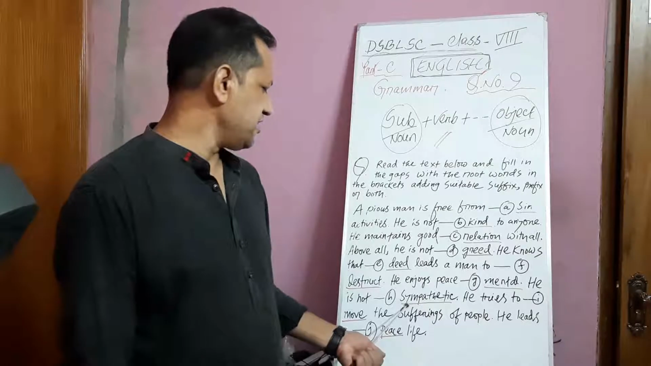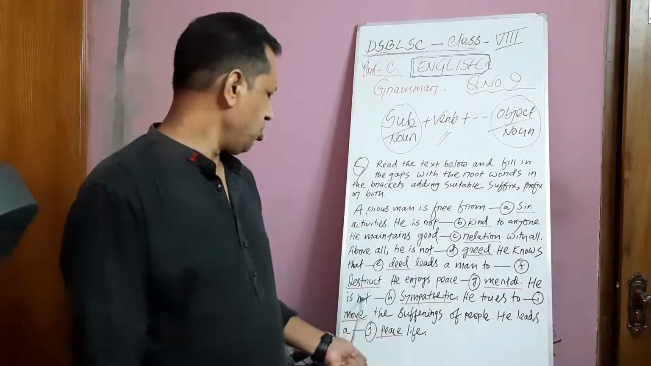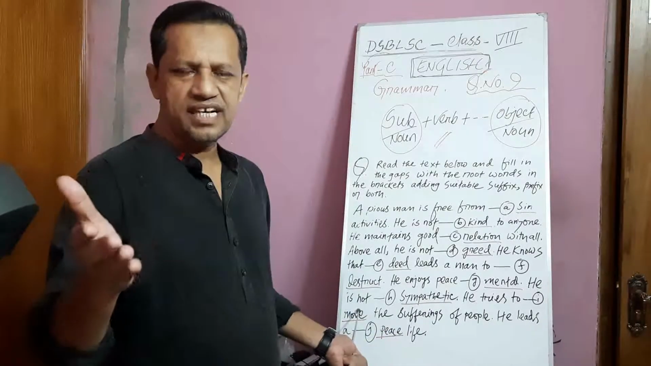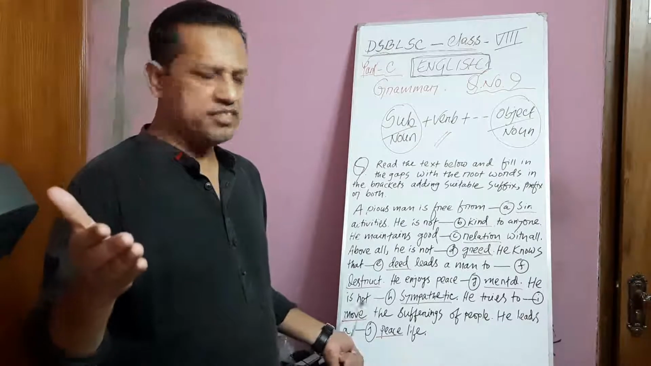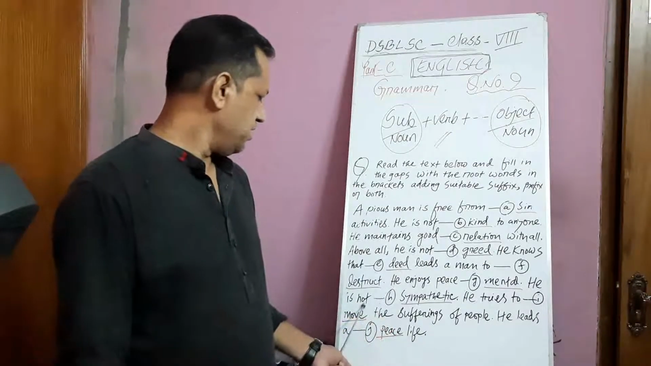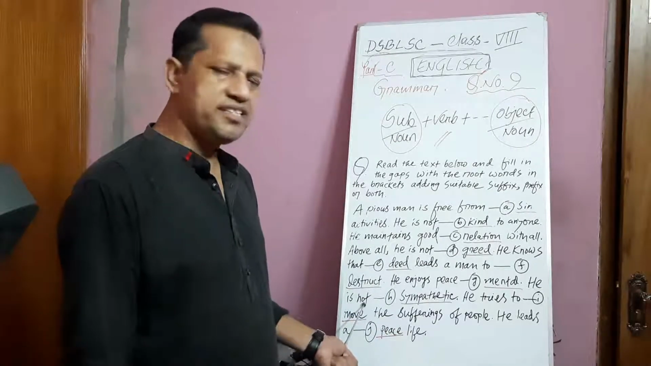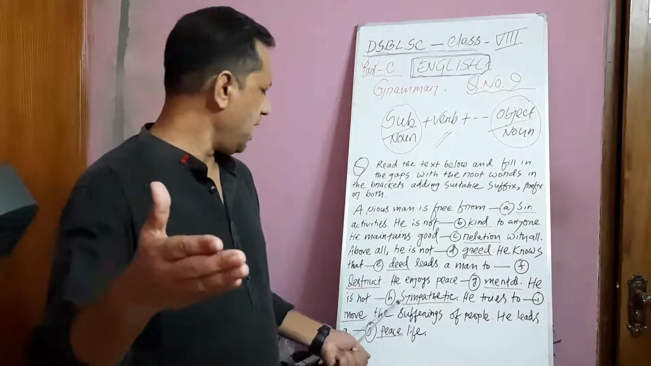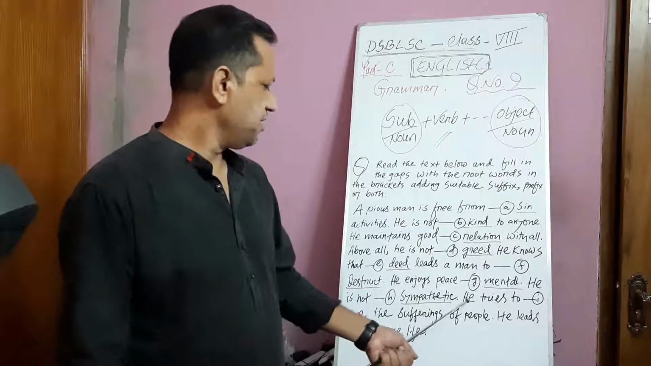He is not, the word here is sympathetic. "Not" is here. You know that a pious man is always sympathetic to others. That's why there is a "not" in the sentence. You have to use unsympathetic.